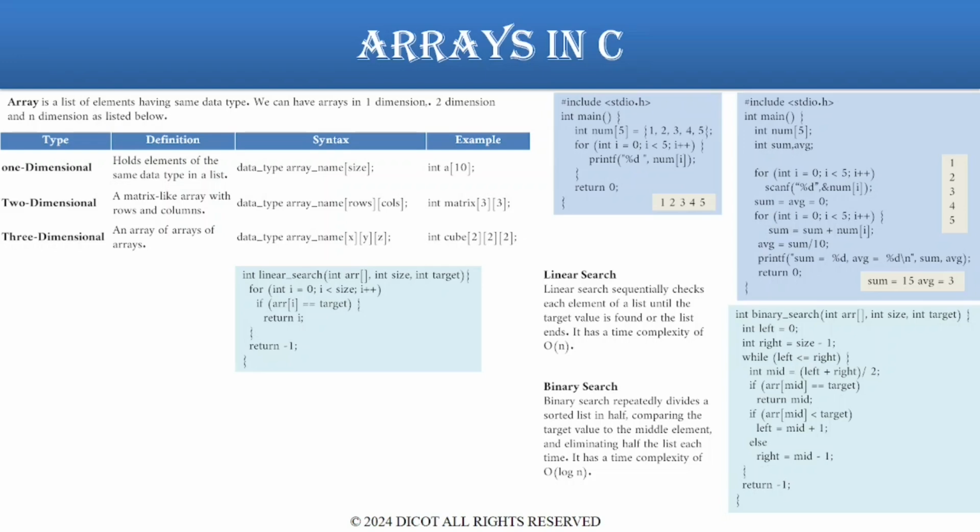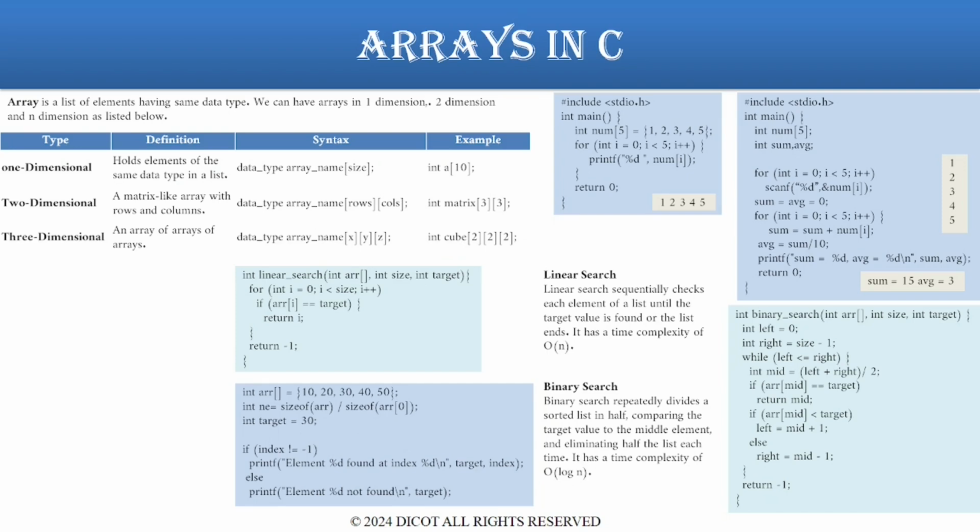Now let's write a code to invoke both these functions. So let's first invoke the linear search function. So this is the code. ARR is an array of integers with values 10, 20, 30, 40 and 50. The number of elements is 5 here, so we can compute that dynamically by dividing the total array size by the size of each element.